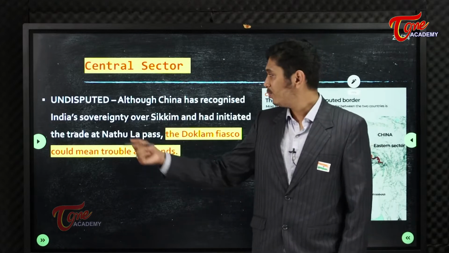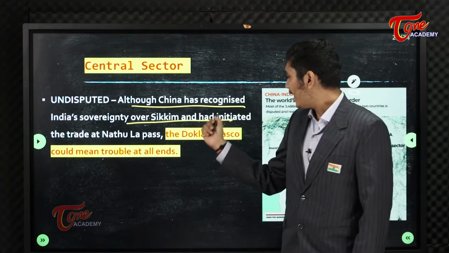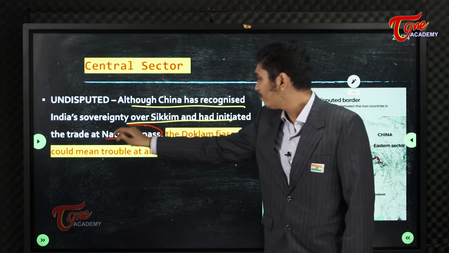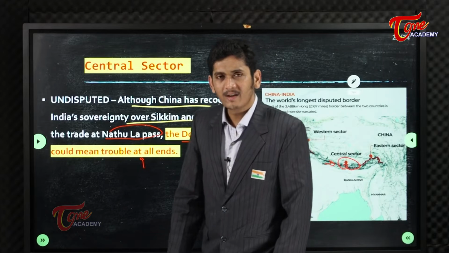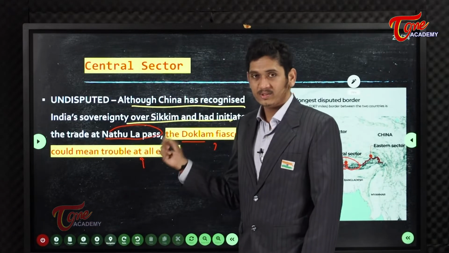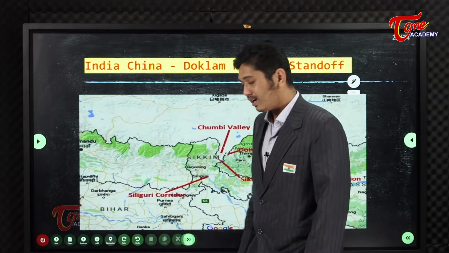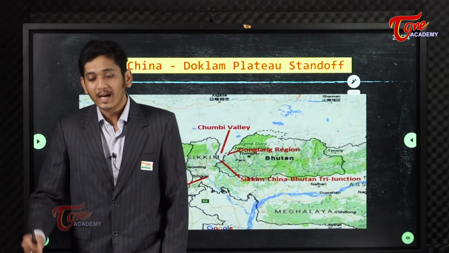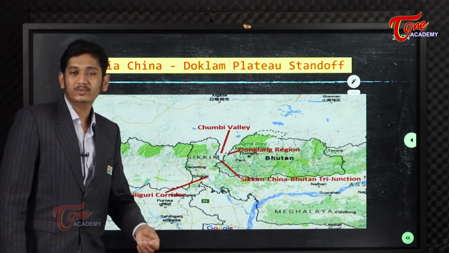This sector, though undisputed, although China has recognized Indian sovereignty over Sikkim and had initiated trade at Nathula Pass, the Doklam fiasco could mean trouble all around. After the Indo-China war in 1962, my friends, this Nathula Pass was closed. After many years, in 2003 or so, we opened the Nathula Pass. This sector is almost undisputed, but a recent skirmish happened that is called the Doklam Plateau standoff.